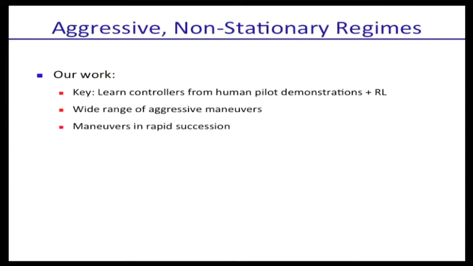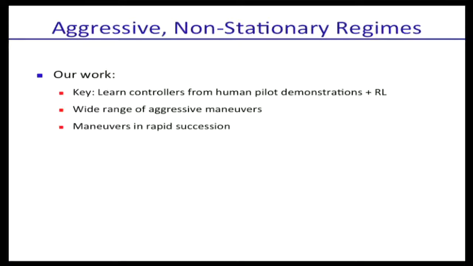So what we wanted to do is see if we can learn controls from a human pilot, because clearly there's a lot of information in these demonstrations, improve it with RL, because that's going to be the way to fine-tune a controller, and then hopefully succeed at a wide range of aggressive maneuvers in rapid succession. So I think that's where a big difference is.